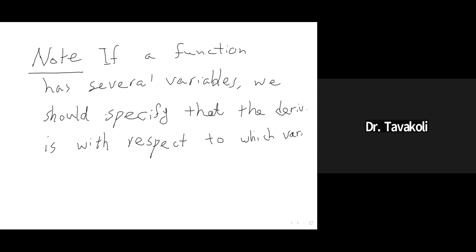First of all, let's see how we define the partial derivatives with respect to the variable x and y. And of course, if it's a function of three variables, with respect to x, y, and z. But here in today's lesson, I restrict myself to the functions of two variables. So the function that we have is a function of two variables, x and y. And x and y are independent variables.